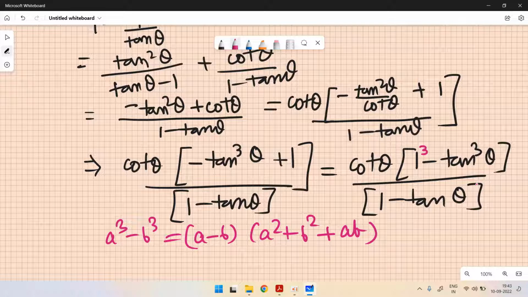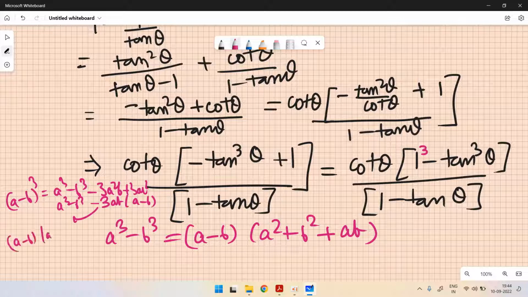This one, am I right? I'm checking that (a minus b) whole cube is nothing but a cube minus b cube minus 3a square b plus 3ab square. This is nothing but, if I take minus 3ab, this is (a minus b), a cube minus b cube. I take this here: this is (a minus b)(a square plus b square minus 2ab plus 3ab plus ab). Yes, I'm correct. This one is my correct formula.